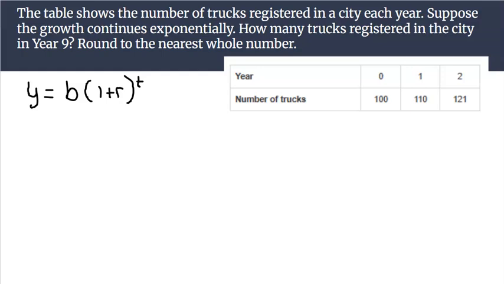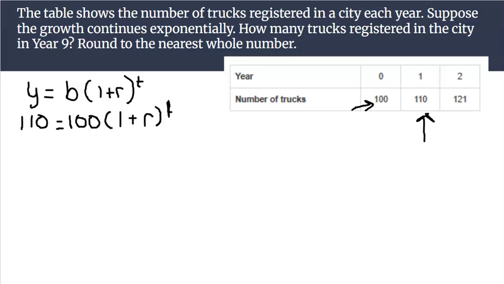We can do that by putting in 110 for Y. We'll use the first value here to figure out our rate. The beginning amount is at year 0, that's where this 100 is. Then we're trying to figure out what that r is, and this is going to be raised to the 1 power, so I'm putting a 1 in for t here.